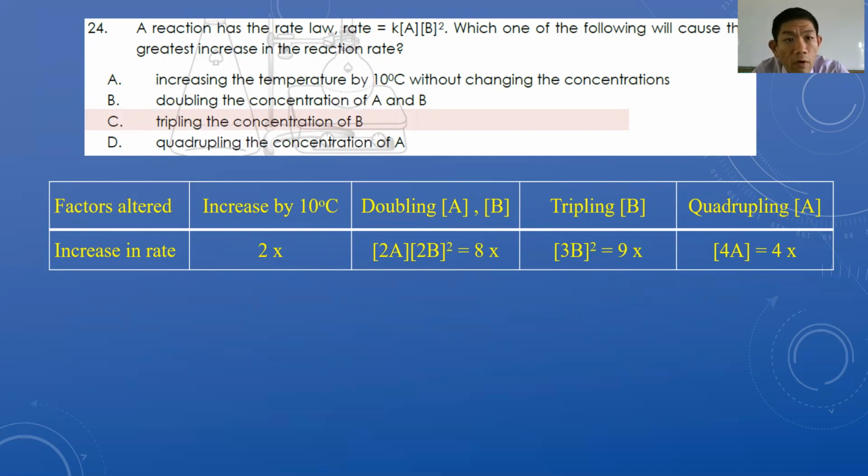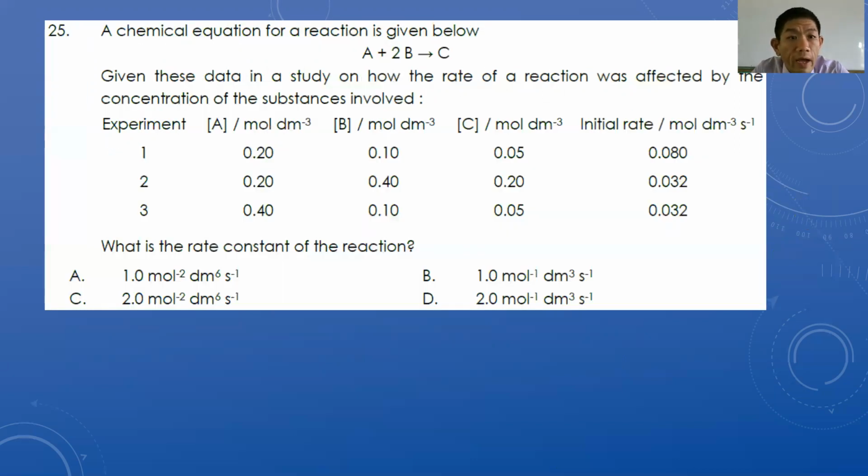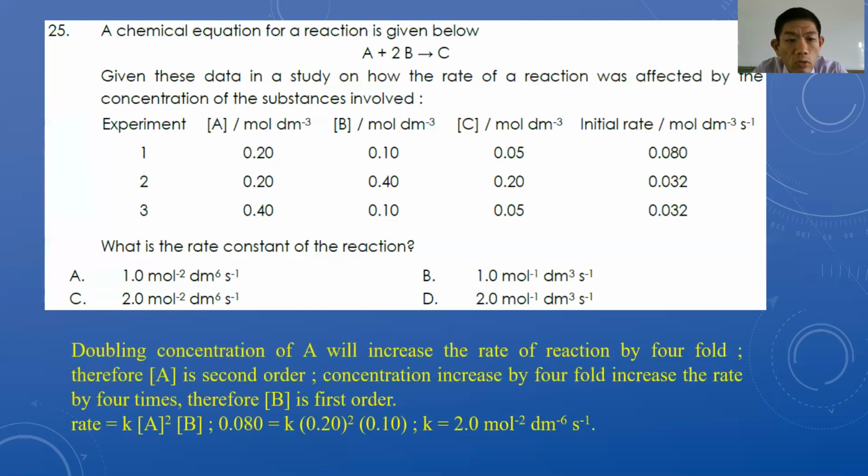Okay, so that is for 24. Then we go to 25. Chemical equation for the reaction is given below: A plus 2B gives C. Given this data in the study of how the rate of reaction was affected by concentration, what is the rate constant for the reaction? Okay, so in here you can use the methods that I showed you earlier.